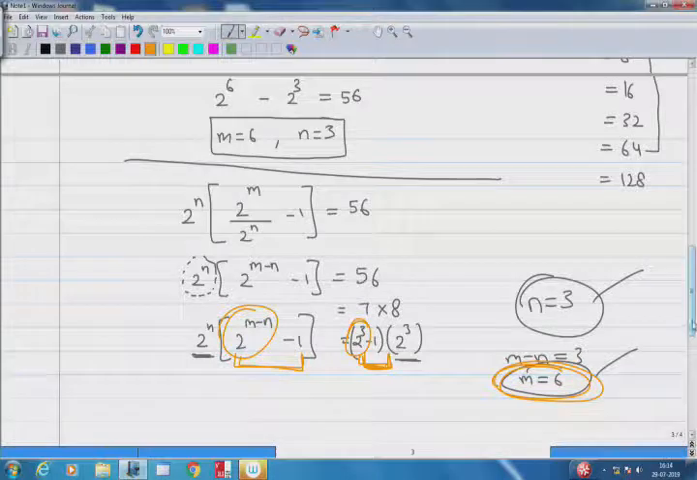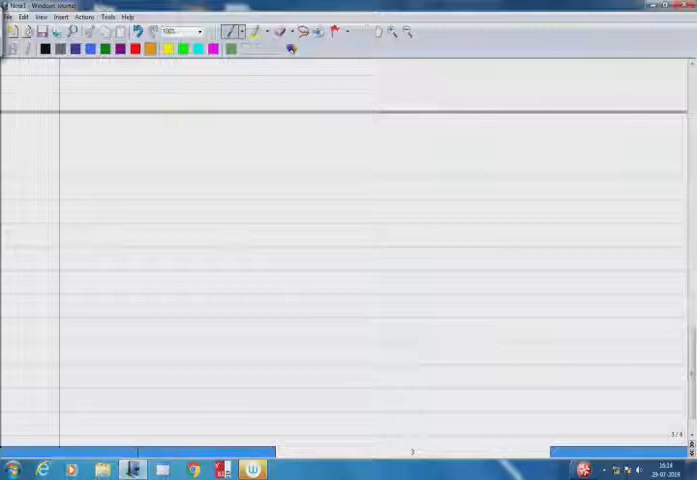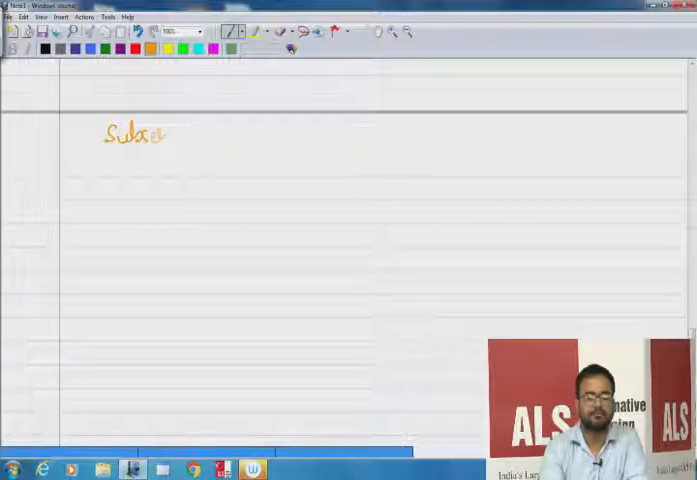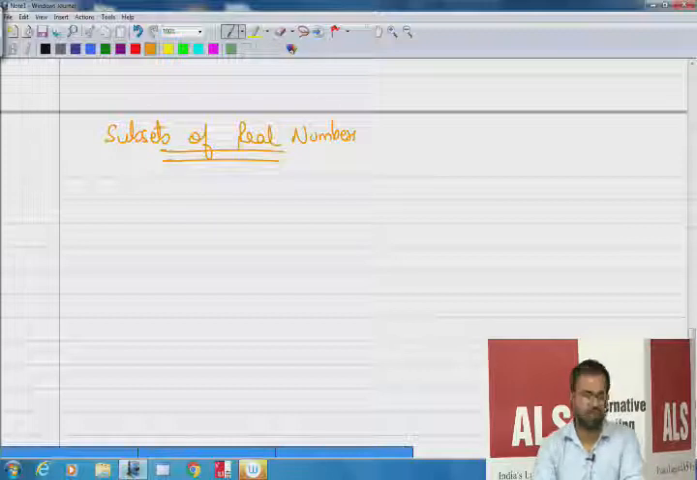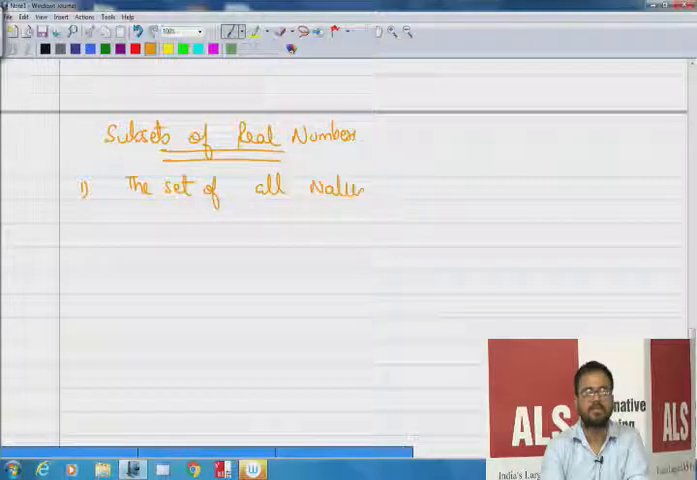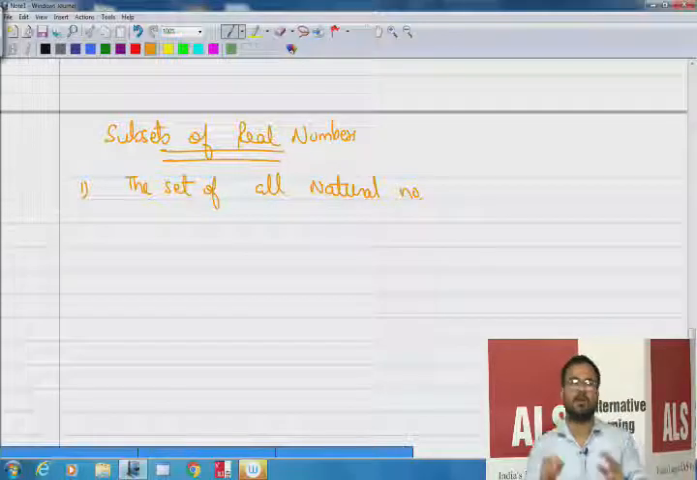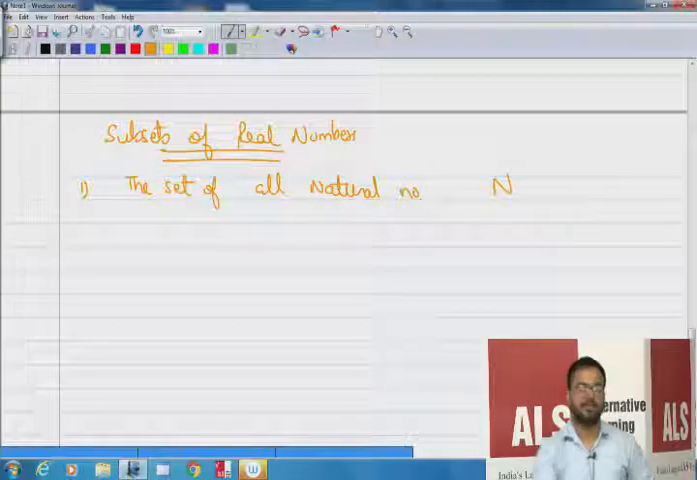Okay, perfect. So basically we are discussing subsets. What are the subsets of real numbers? There are many subsets of real numbers. The set of all natural numbers, because every number which is a part of natural numbers is a part of real numbers also. So you can say the set of all natural numbers, N, is a subset.